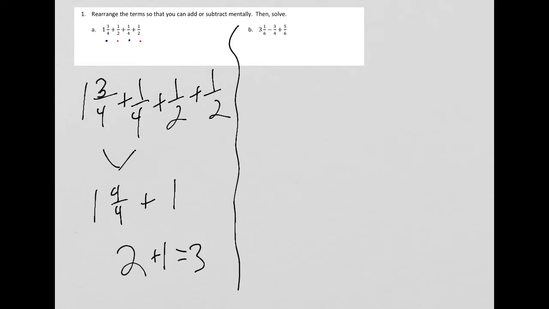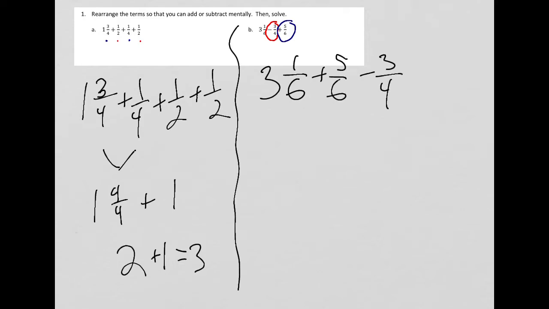Now we can use the same strategy for B. 3 1/6 minus 3/4 plus 5/6. So we want to think about these as the minus 3/4 is together and the plus 5/6 is together. Because I'm starting with 3 1/6, that's what I'm starting with. I'm going to take away 3/4 and then I'm going to add 5/6. So I can add 5/6 before I take away 3/4. It's not going to affect my answer. So I can reorganize this and have my new problem be 3 1/6 plus 5/6 minus 3/4.